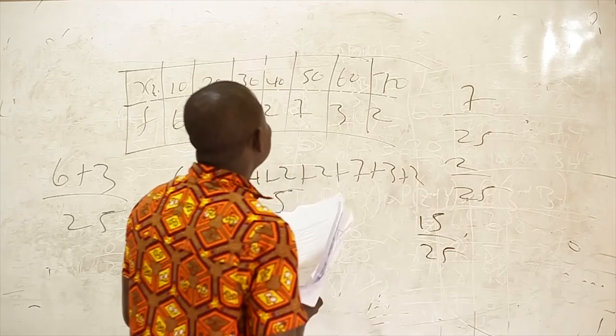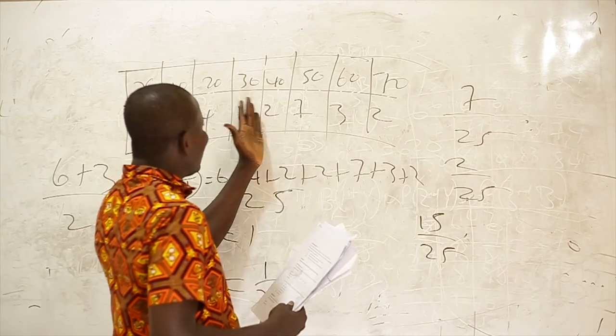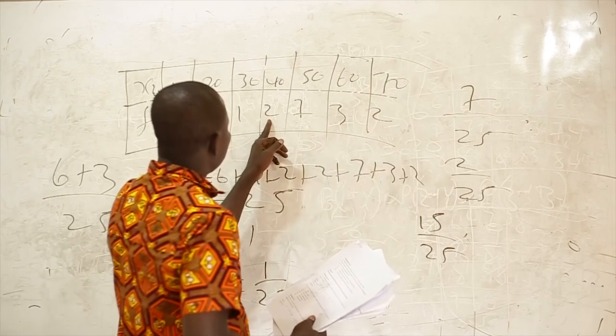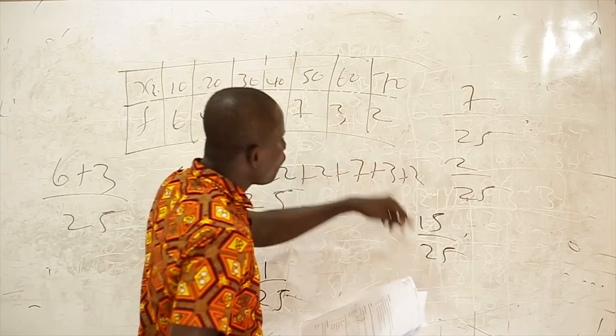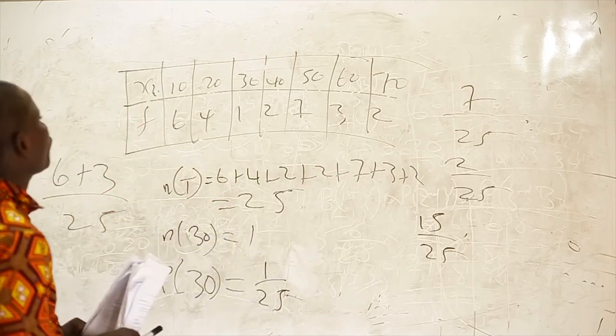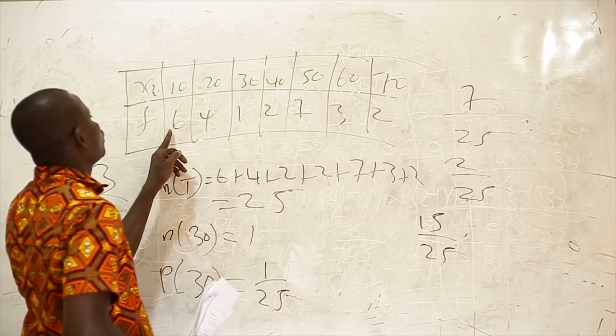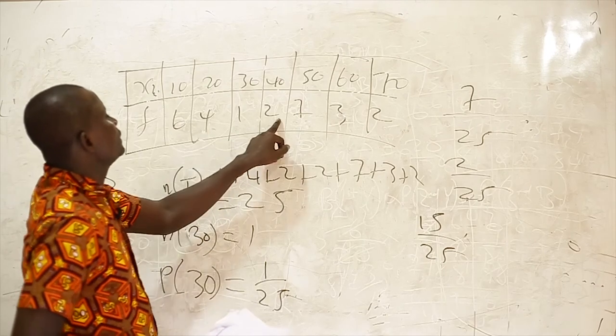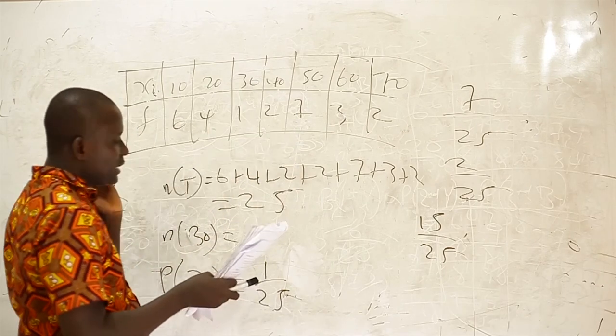I'm repeating. At least 40 will be here. The least is 40, so we count the number of people here: 10, 15 over the total. When you work it out, that's what you get. Or what about if I say at most 40? The highest is 40. It will be this plus this, which is 10, 13. So 13 over 25. Is that okay?